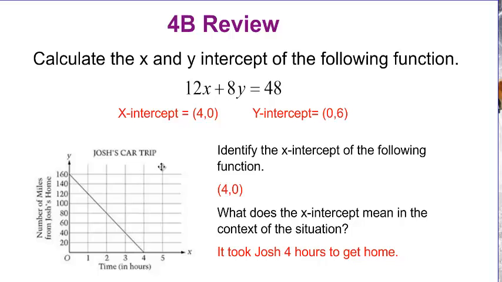On the bottom half down here, when we're identifying the x-intercept, we can see that along the x-axis it crosses at the point 4, 0, so that is our x-intercept. And in the context of this situation, it means that Josh's car trip took 4 hours. It took him 4 hours to get home. So if you wrote something along those lines, you would be correct.